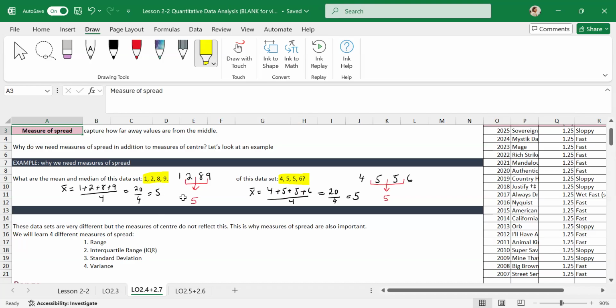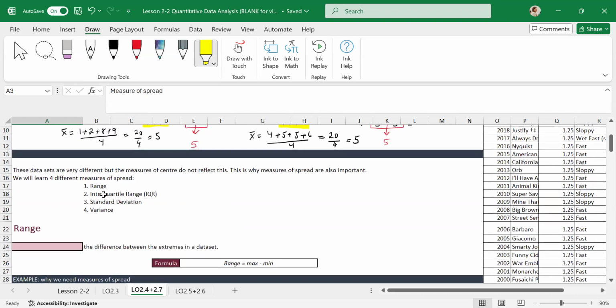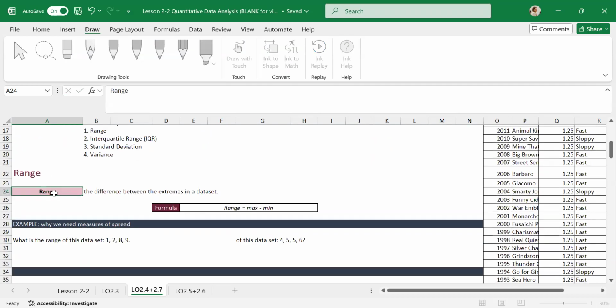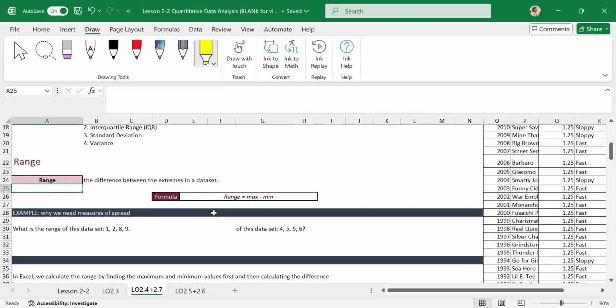Measures of spread don't only tell you where the middle is, they tell you how far numbers are away from that middle. So in order to distinguish these two data sets and actually see a difference between them, with the summary statistics, we would have to report measures of spread and not just measures of center like the mean and the median. We're going to learn four different measures of spread in this lesson: the range, the interquartile range, the standard deviation, and the variance. We'll start with the easiest to calculate, the range, which is just the difference between the extremes in the data set. You take the maximum minus the minimum.